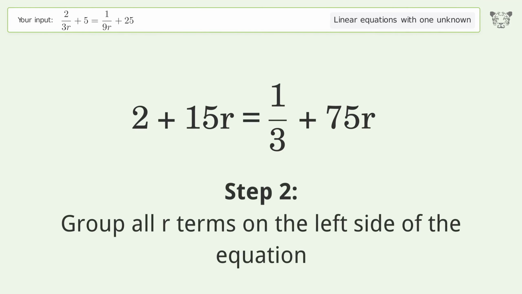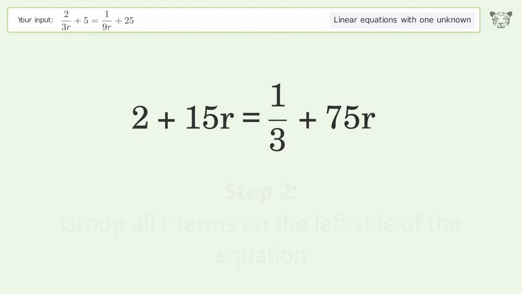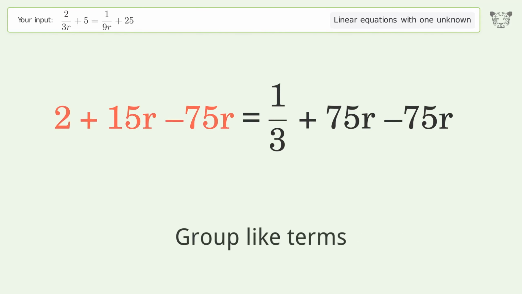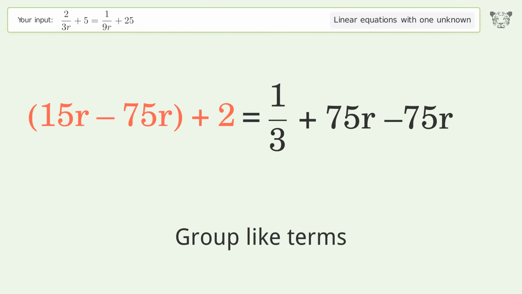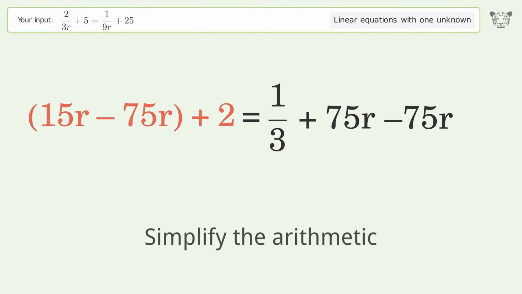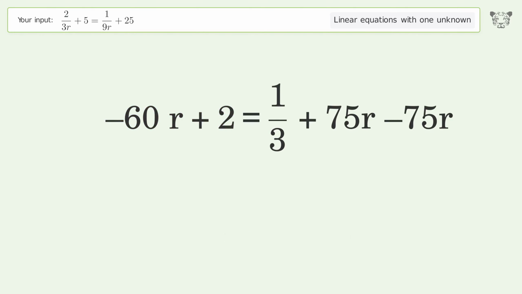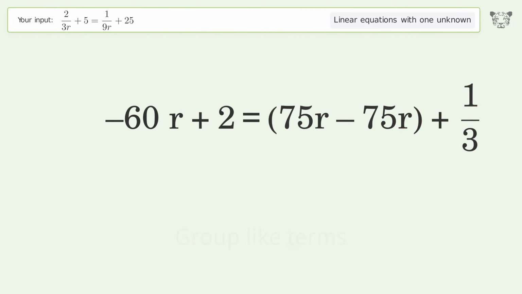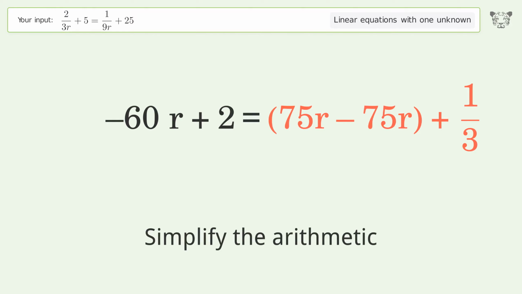Group all r terms on the left side of the equation. Subtract 75r from both sides. Group like terms. Simplify the arithmetic. Group like terms. Simplify the arithmetic.